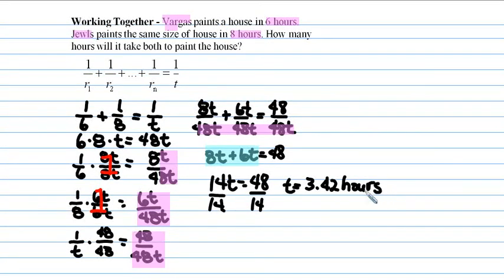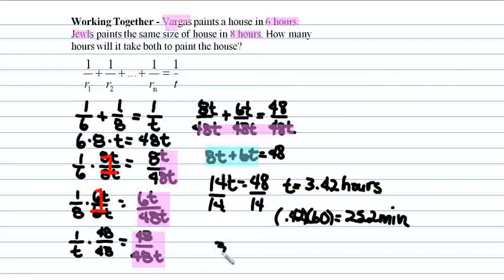Let's suppose I want to change the 0.42 hours to minutes. Let's take 0.42, and how many minutes in an hour? There's 60. So that ends up to be 25.2 minutes. So how long does it take them to finish the job if they work together, provided they work just as hard together as they do alone? It'll take 3 hours and 25 minutes.